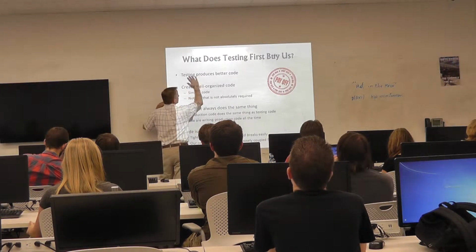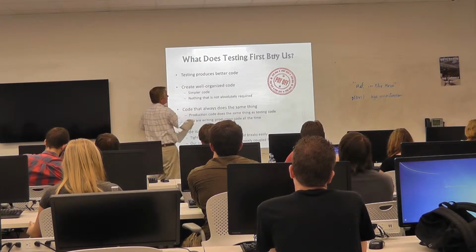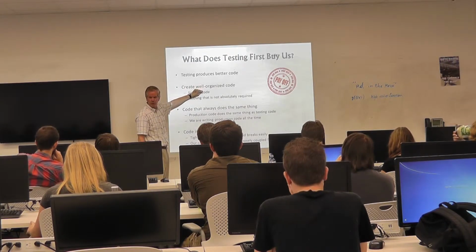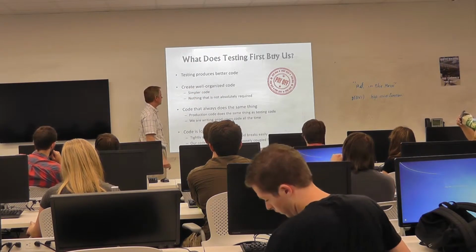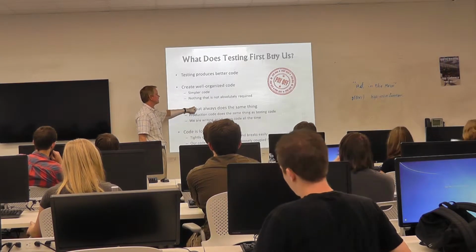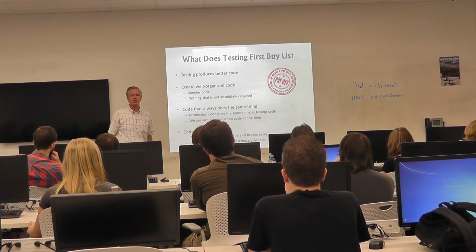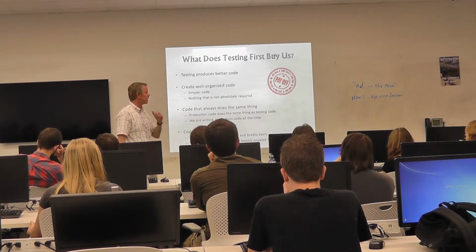What does testing first buy us? Well, first off, we produce better code because our code is being created specifically to hit the test cases. We create well-organized code because we know exactly what we're going to code. We're coding to our test cases. And we write code that always does the same thing. Code is loosely coupled. In other words, if we make some changes, things aren't necessarily going to break on us.